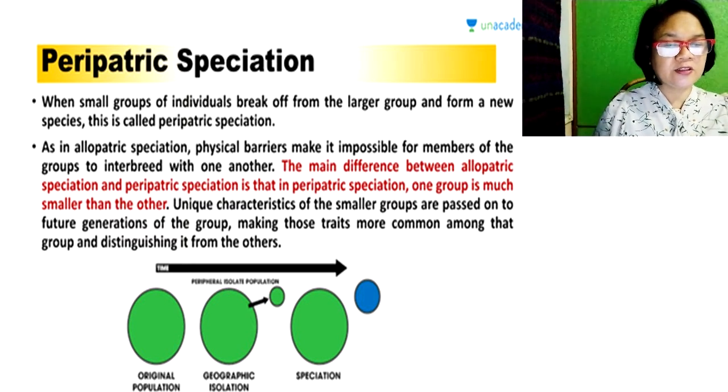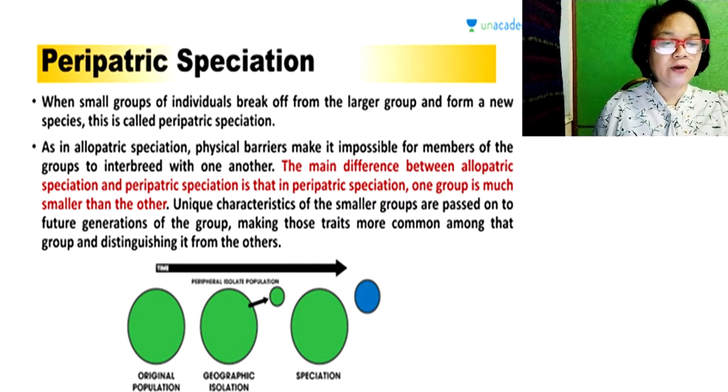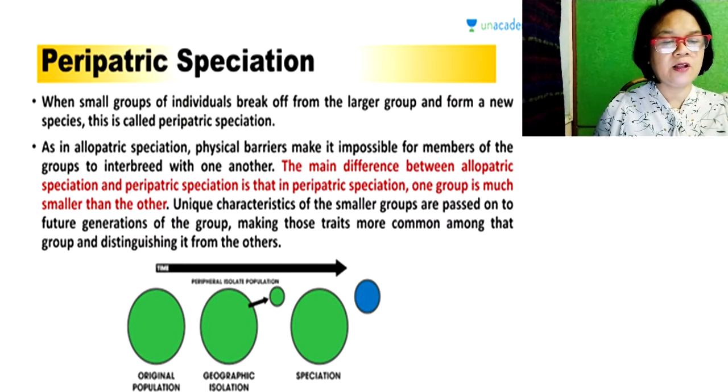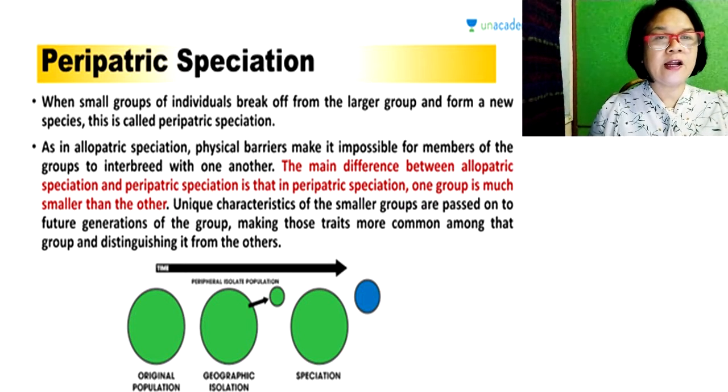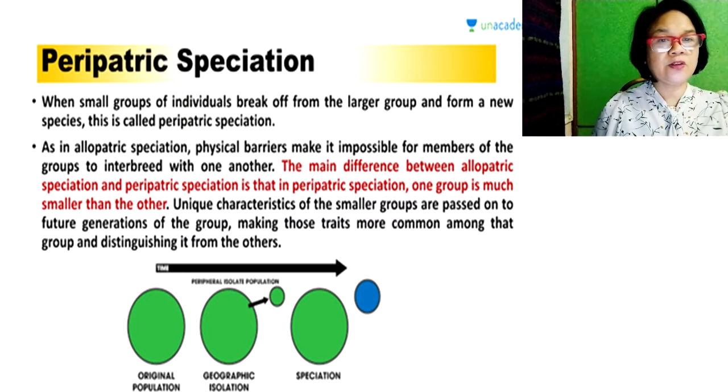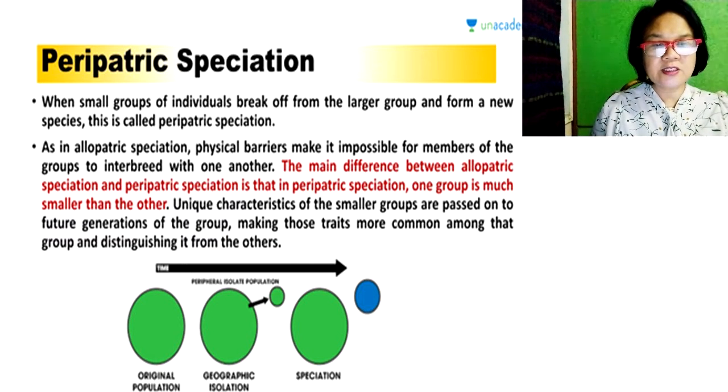So we have here on the PowerPoint presentation the original population, for example. And because of the geographic isolation, there will be an upcoming new species. And then speciation will occur. And after the speciation, a new individual will be the result from the original population. Okay, so that is still under peripatric.